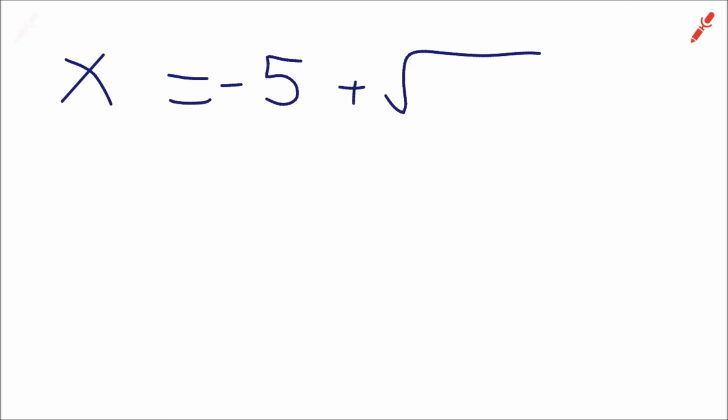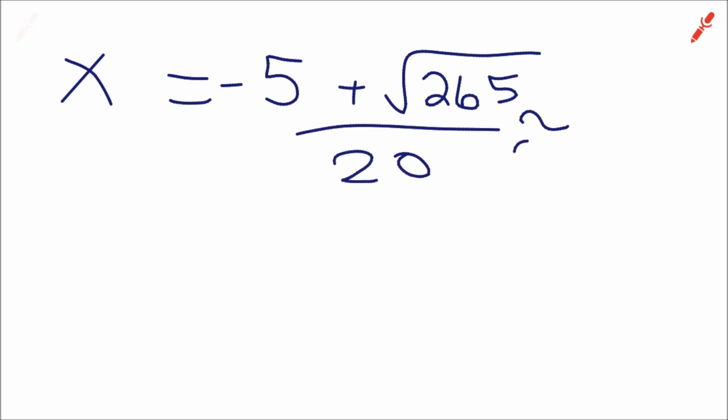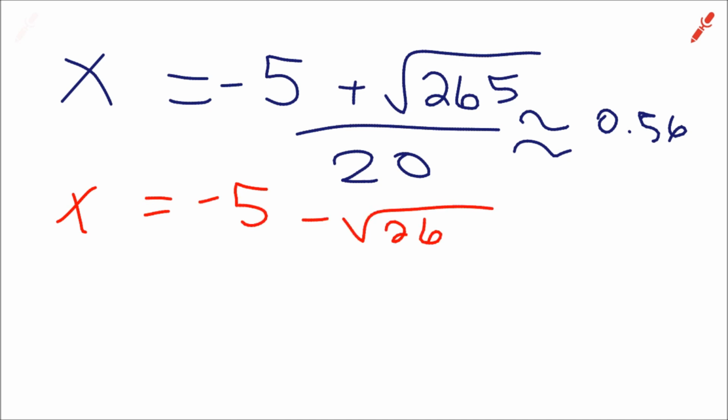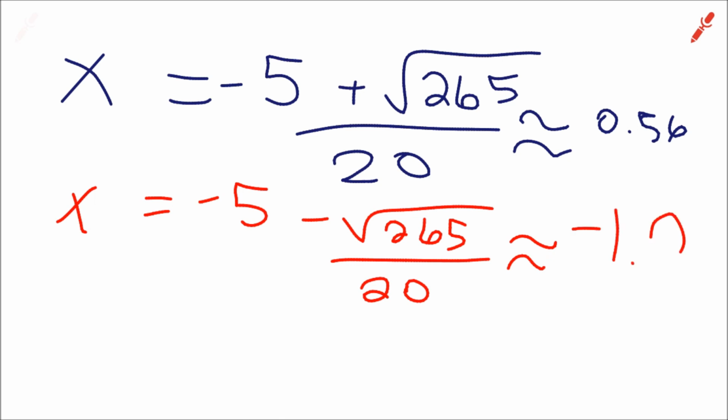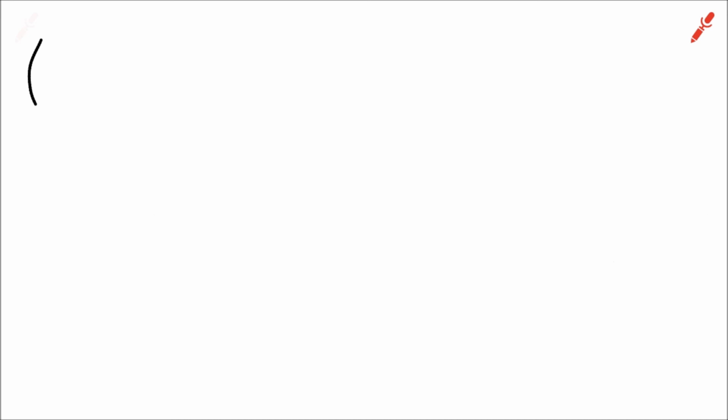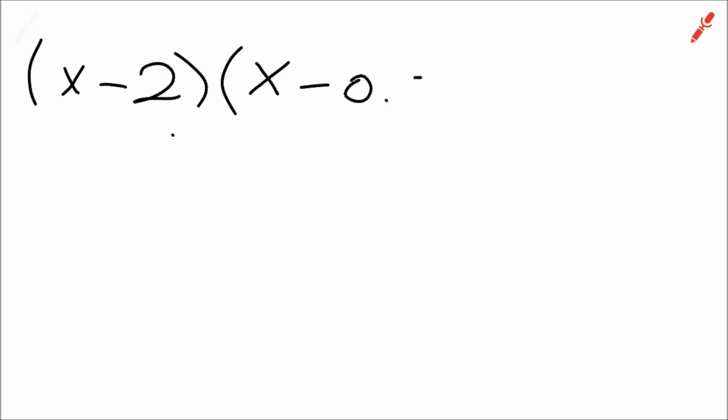So your answer is going to be x equals negative 5 plus the square root of 265 over 20, which is approximately 0.56, and x equals negative 5 minus the square root of 265 over 20, which is approximately negative 1.06. So this is the complete factorization of the three zeros.